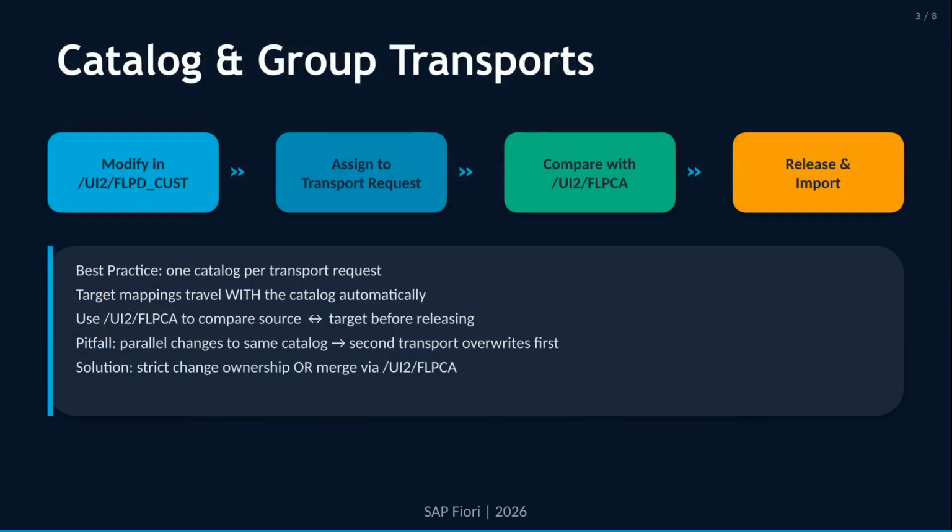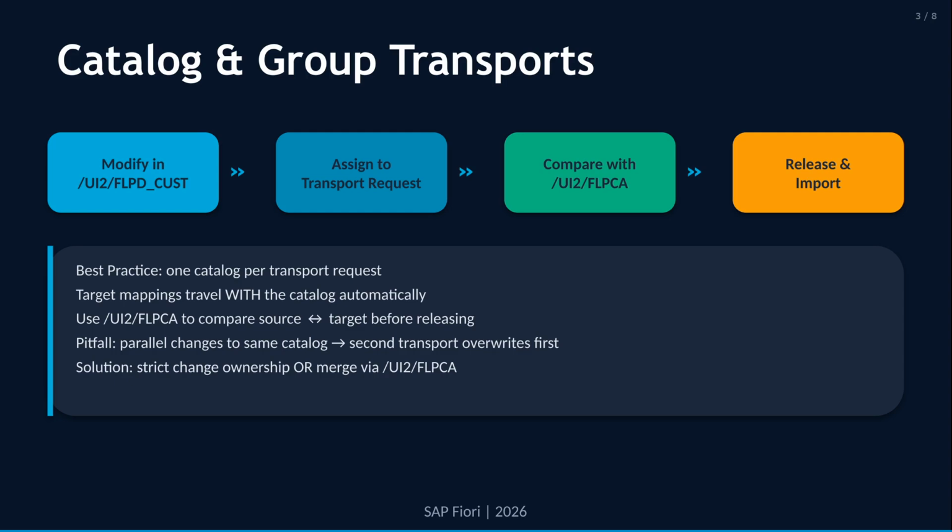Catalogs and groups are the backbone of the classic Fiori launchpad. They are maintained in transaction /UI2/FLPD_CUST, which stores them as customizing entries in client-dependent tables. When you create or modify a catalog, the system prompts you to assign a customizing transport request. Use one transport per catalog change to keep the scope clear. Avoid bundling unrelated catalog changes into a single request, because a failed import will roll back the entire request.